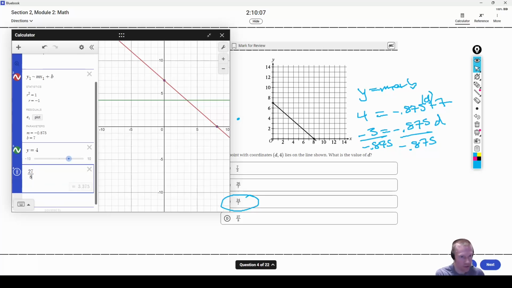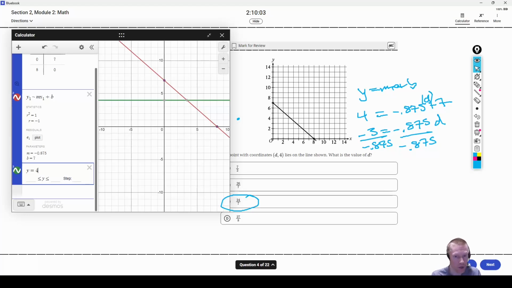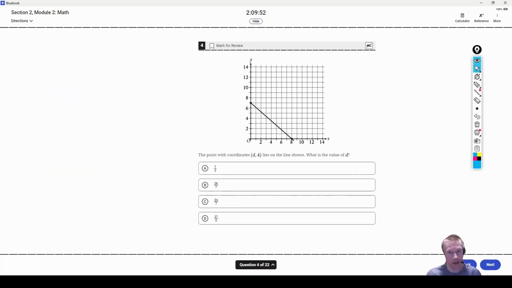And then just to check, 27 over 8 is 3 point something, that's obviously wrong. So you would get the answer the same way. You just would have to double check these fractions to see which is equivalent to the decimal you get at the intersection point. But that's how you can do pretty much the entire problem in Desmos.